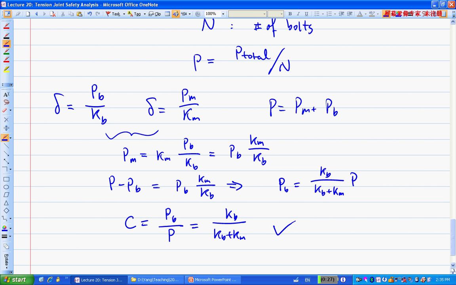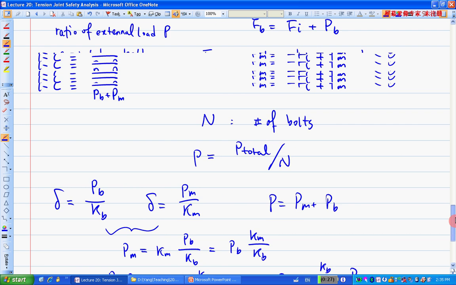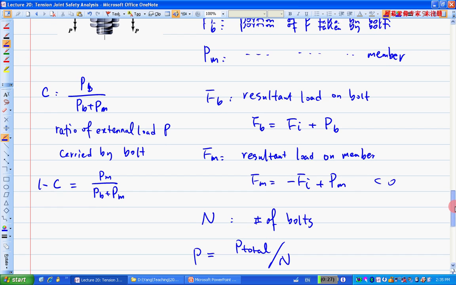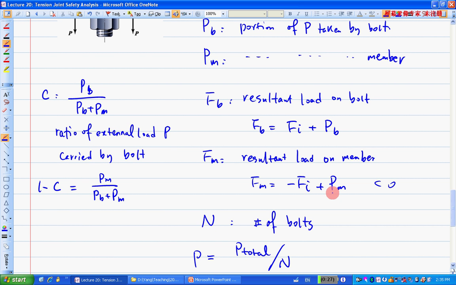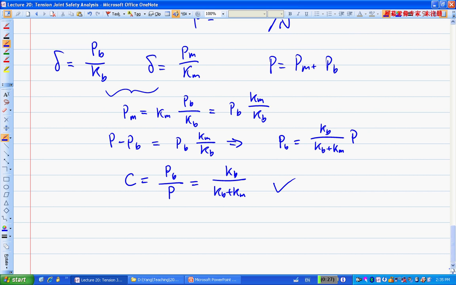So then, if I go back just a slide, my Fm. Let's look at this Fm here. Fm equal to negative Fi plus Pm. So what's Pm then? Pm is the portion of the load taken by the member, and the C is defined as the fraction of the load taken by the bolt. So the Pm is actually just 1 minus C times P.